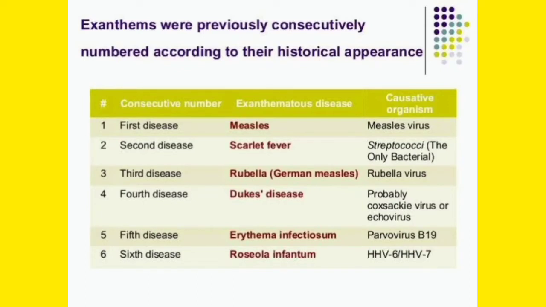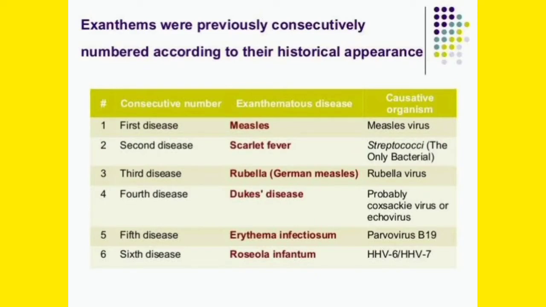So roseola infantum. So it is sixth disease. You give a rose to the child after slapping. After the fifth disease, after the 5 finger slap, you give a rose to the child. So the 5 finger slap means the fifth disease, erythema infectiosum, and after it you give a rose to the child, that means sixth disease is roseola infantum.